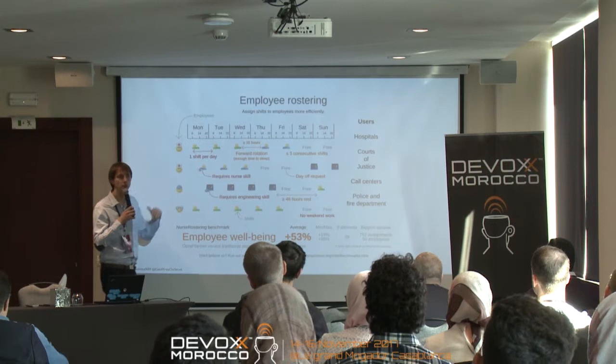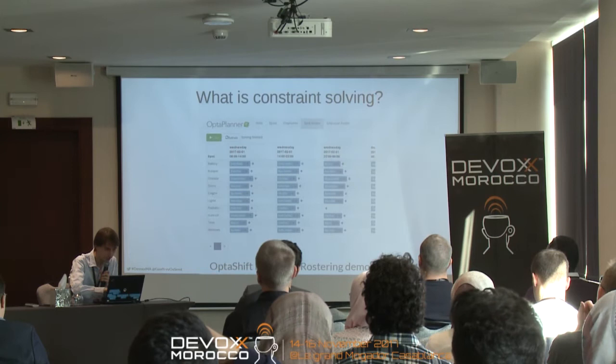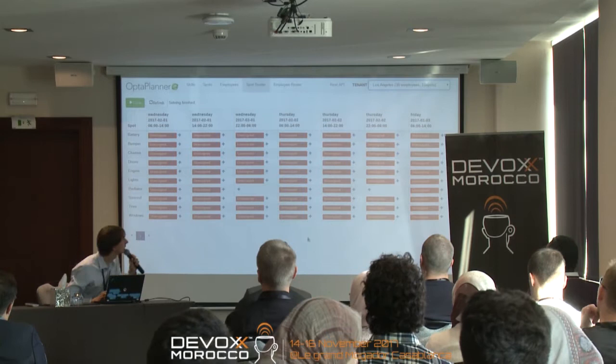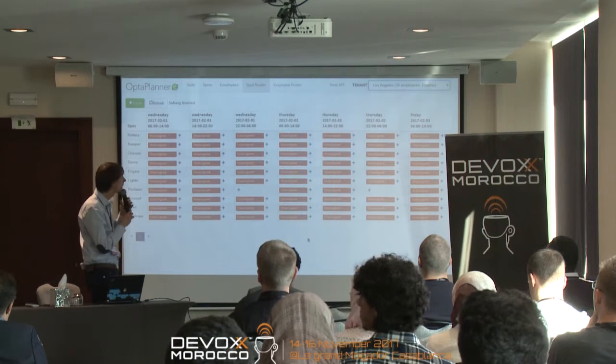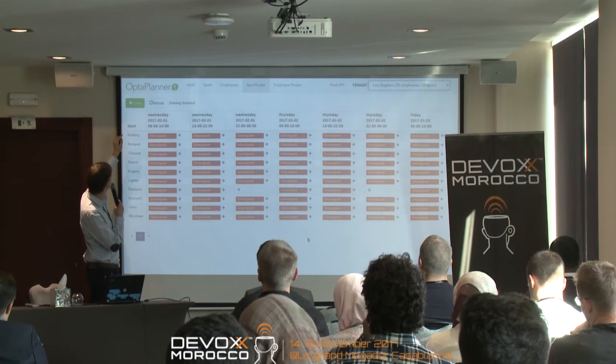Okay, so let me give you a demo on this and then let's jump into the code. So here we go. This is an implementation which is on GitHub. It's called OptaShift Employee Rostering, and you can deploy it locally on any EE container, for example, WildFly, of course. So how does it work? We have a number of spots, right? And we have a number of employees. Let me first show you the employees.